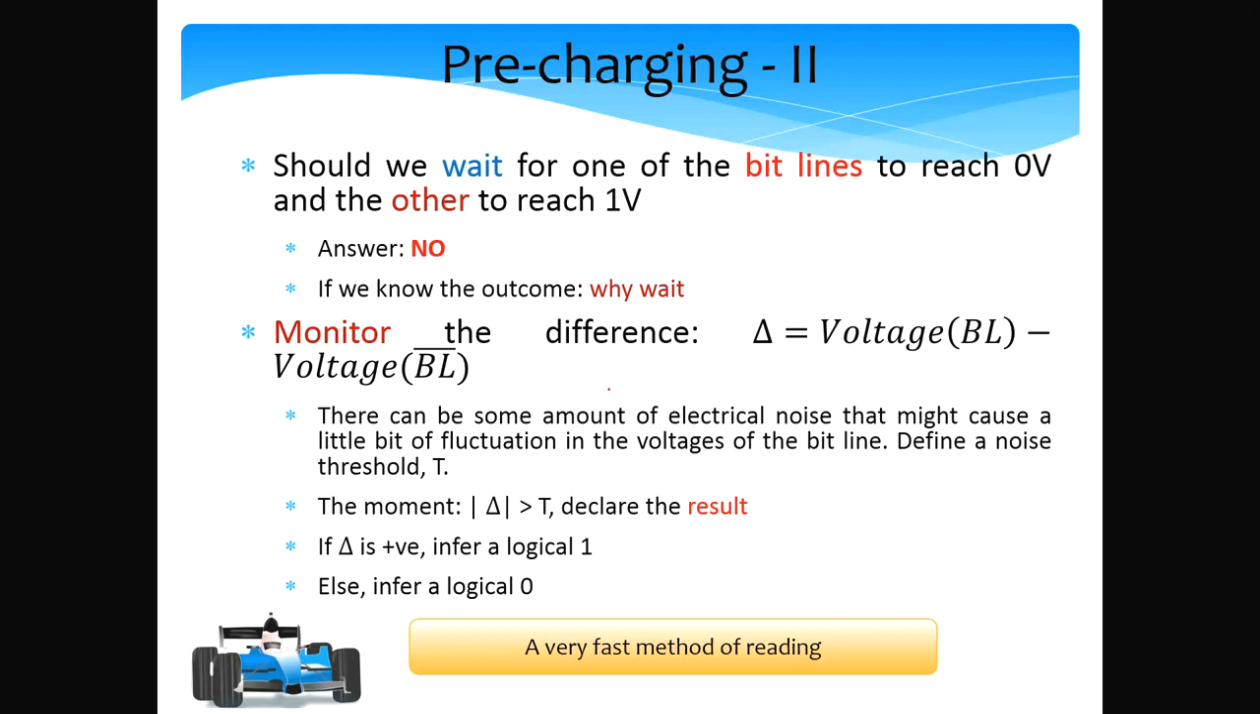So the moment the absolute value of the difference in voltages is beyond that noise threshold, which means that this is a real difference and not a random difference, we can declare the result. Say, assume that we start at 0.5 and 0.5. After, let's say, 1 nanosecond, let's say that the voltage of BL becomes 0.6 volts and the voltage of BL bar becomes 0.4 volts. So at this point, we'll be very, very sure that 0.6 will ultimately go till 1.